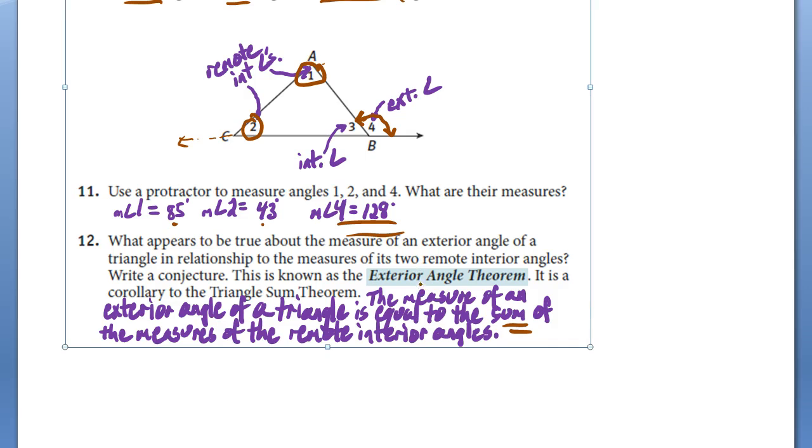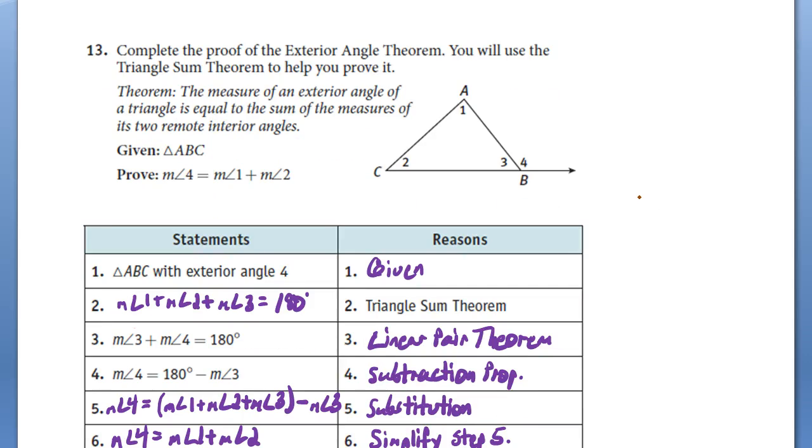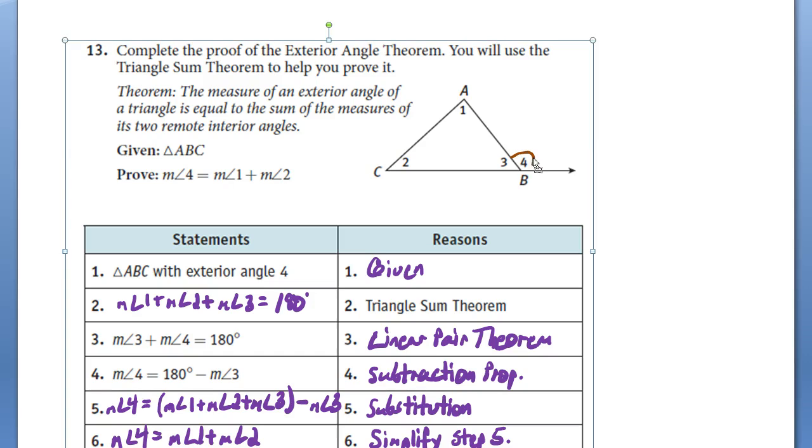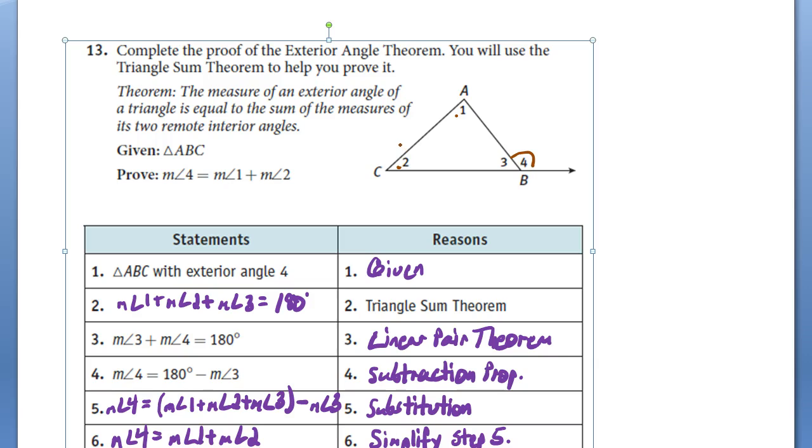And now we have a theorem about an exterior angle of a triangle. Okay, number 13, let's prove the exterior angle theorem. We're going to use this drawing of a triangle with one side extension to create exterior angle number 4. Let's prove that that angle is equal to the sum of those two angles.